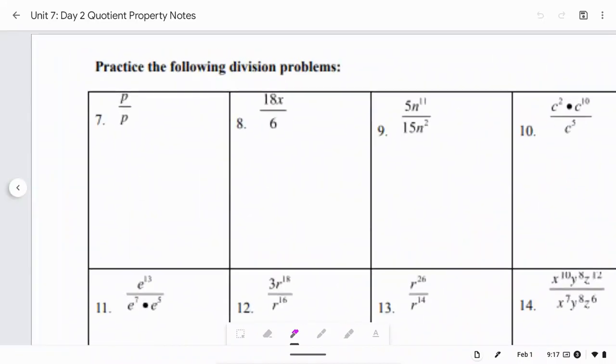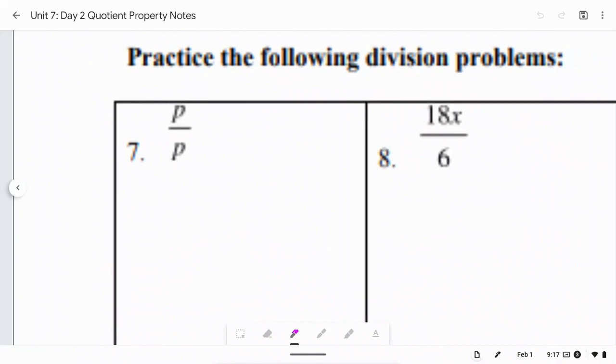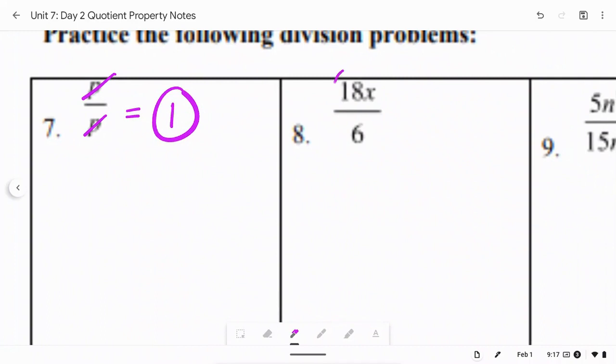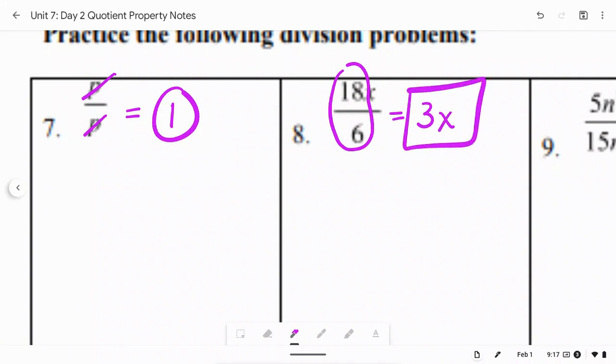Starting with example 7, remember that if they have the same exponent, you can just cancel them out. If everything cancels out and nothing is left, then we just write 1 as our final answer. For example 8, we're going to reduce 18 over 6 to 3, and then just bring down the x. So we just get 3x.